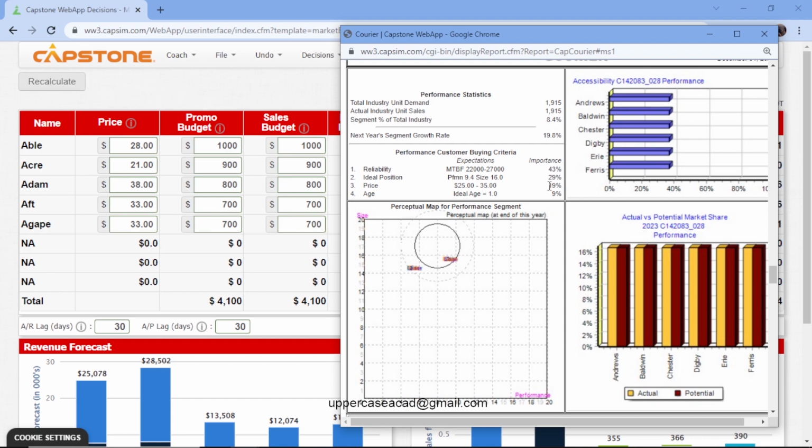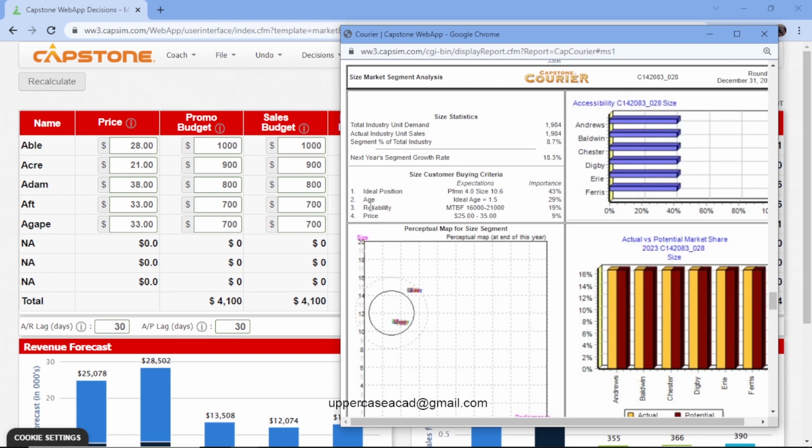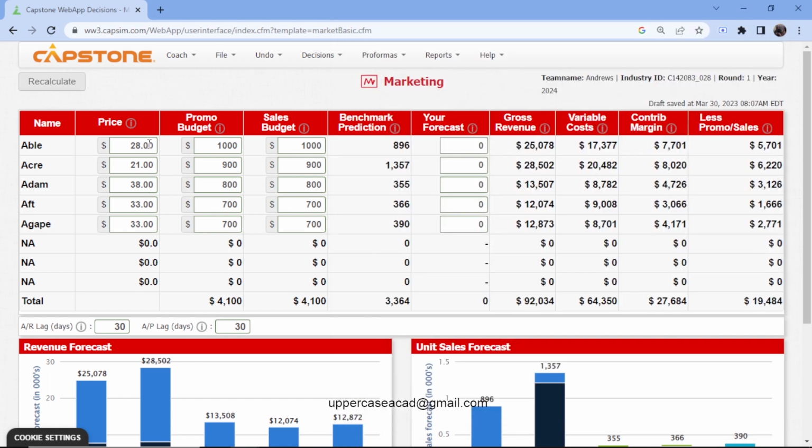In performance, pricing has an importance of 19. Same with size, pricing has an importance of 9%. So I'll come here and give it a pricing of 27.5. Then this one I'll give 20.5. Then the R&D, I'll not change my pricing. So for Aft and Agap, I'll increase the price to 34.5.